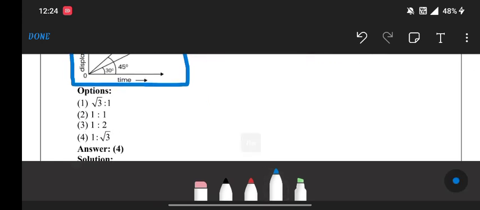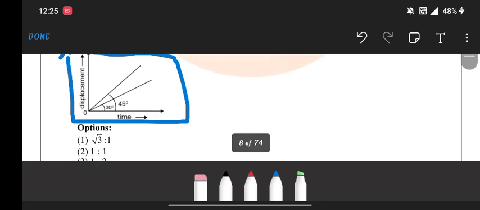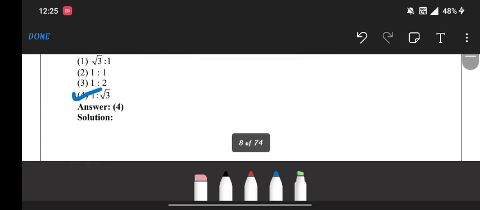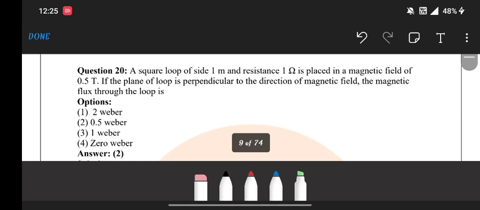So therefore, the last one, option D or option 4, is the correct one for question number 19. Moving on to our next question, that is question number 20.